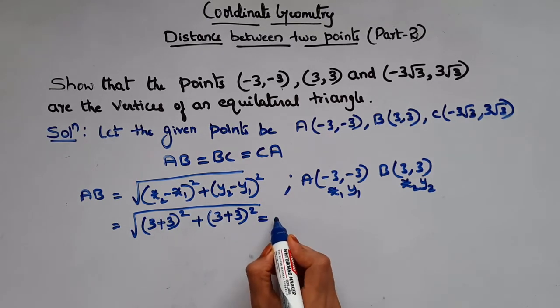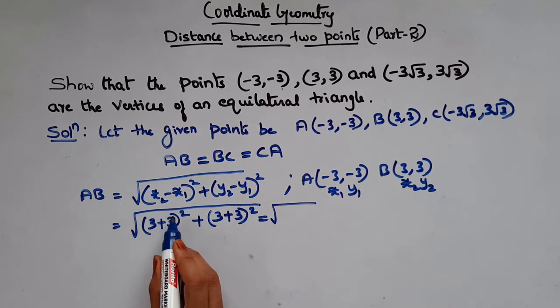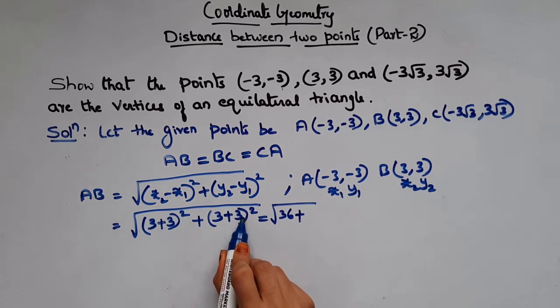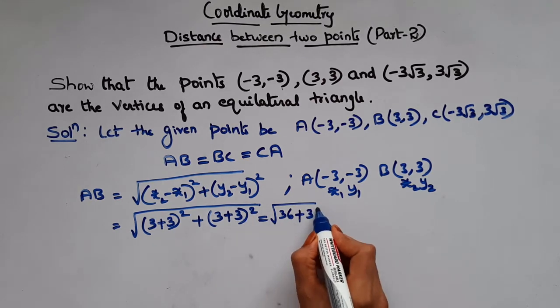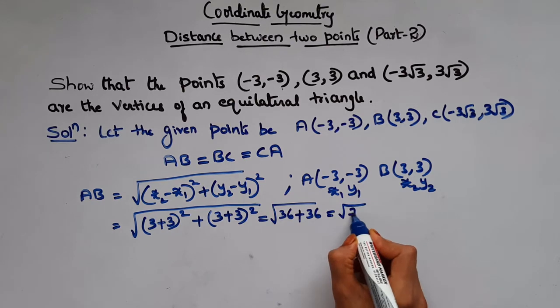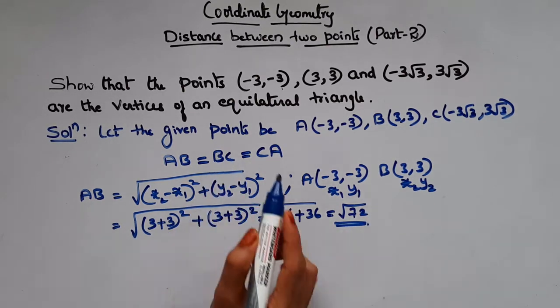So this will give you square root of 3 plus 3 is 6, 6 square is 36, plus 3 plus 3 is 6, 6 square is 36. So this will give you root 72, right? Similarly, now let's see the distance of BC.